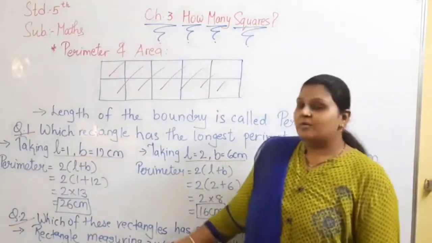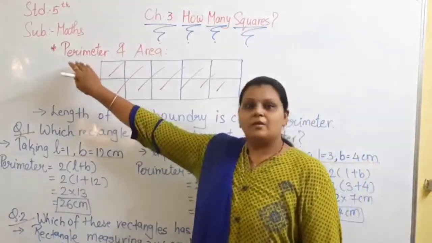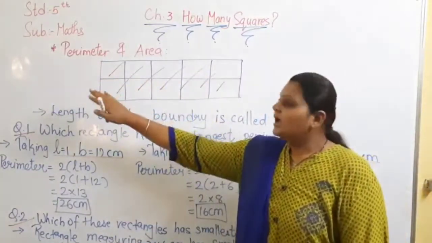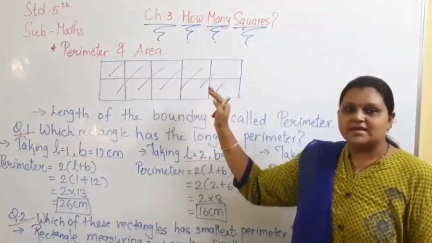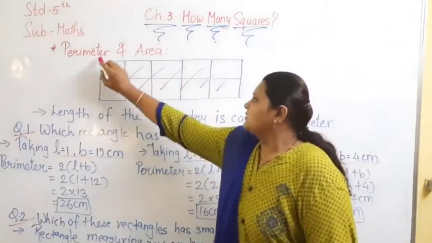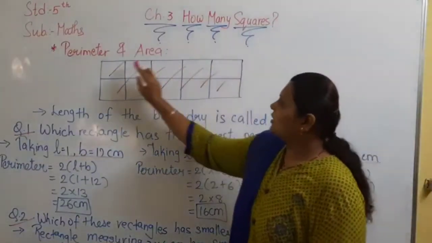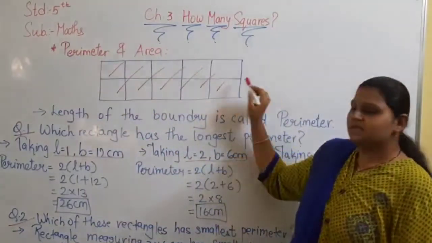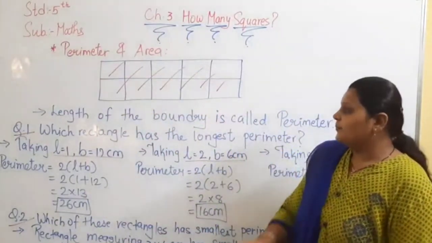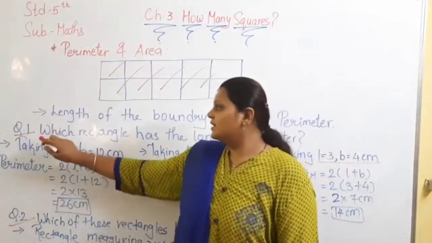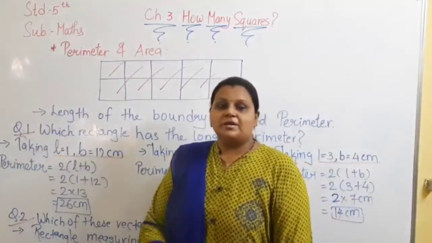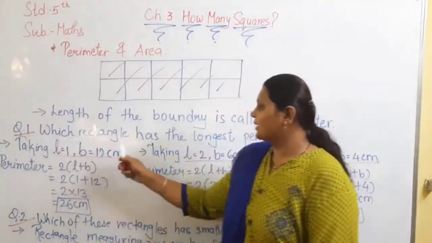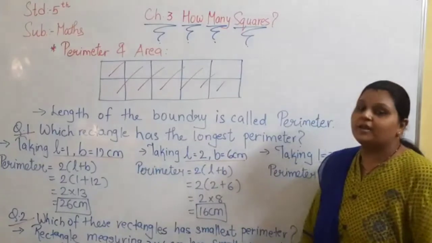Now let's be more clear with an example of perimeter. Here I have drawn a rectangle. It has 12 equal squares. So this outer part or boundary is called perimeter and the inner part of this is called area. First we will understand perimeter through an example. Question number 1. Which rectangle has the longest perimeter?